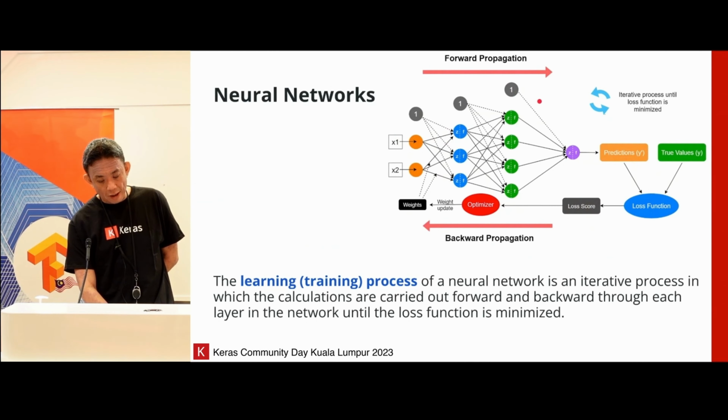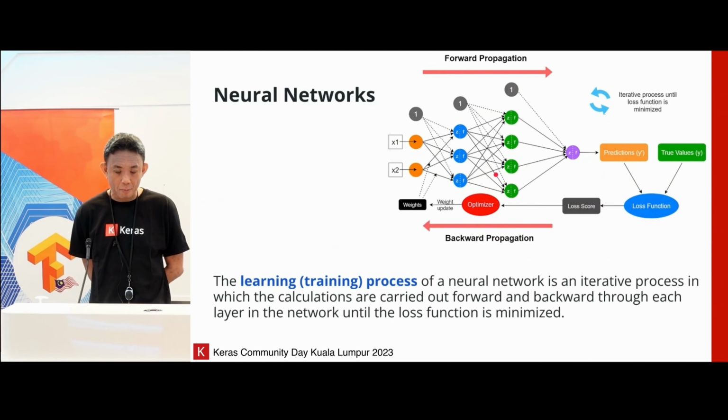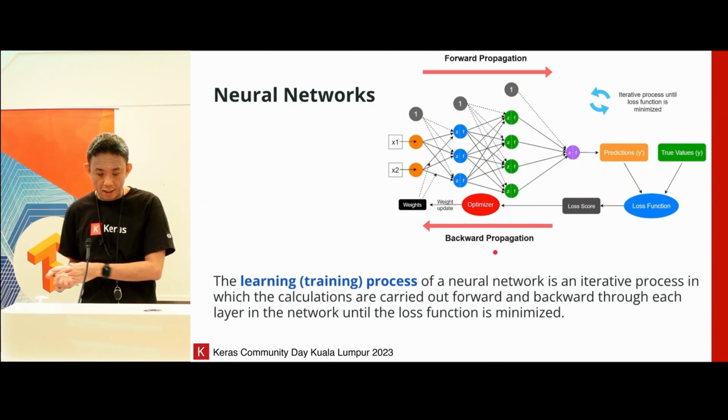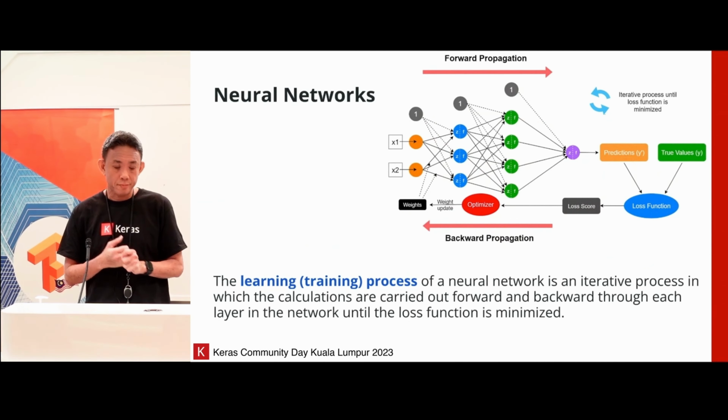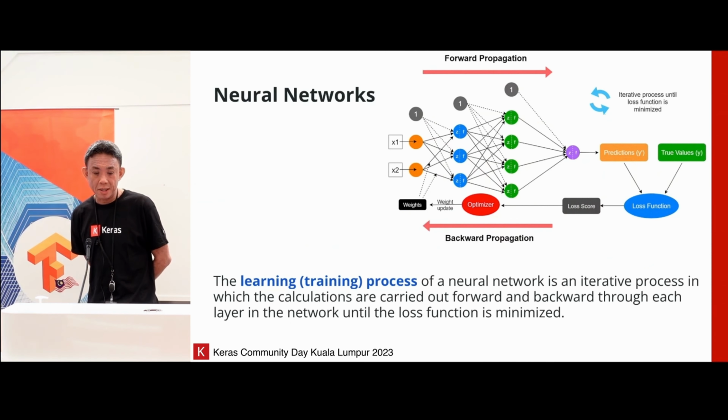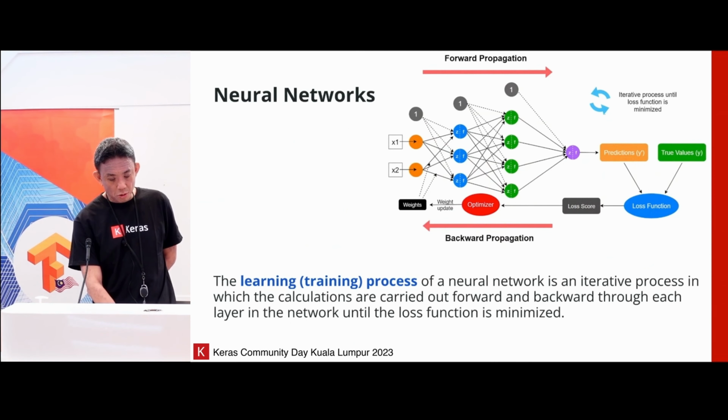Then, when you have the loss calculated, you need to go back and fix all the weights in your neural network to minimize the loss. The process where you go back and fix all the weights in your hidden layers is what we call the backward propagation. It sounds very complicated, but in your Keras model, you can do all this with a few lines of code. The learning process is basically an iterative process where you do the calculation forward and backward until the loss function is minimized.